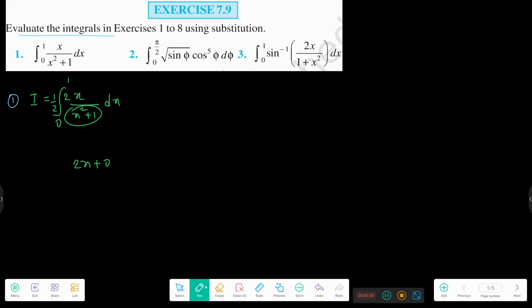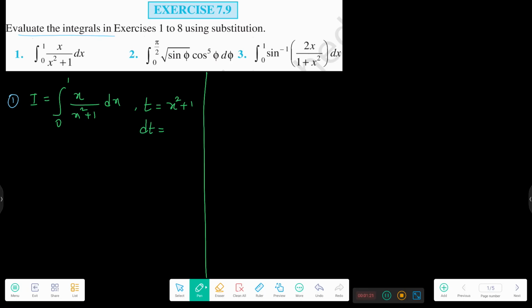But in the question, they mentioned that we should go with the help of the substitution method. So I am going to take the denominator as t. I am going with the proper substitution method. Or else, if you want, you can take log of the denominator also, not an issue, if you multiply 2 divided by 2.